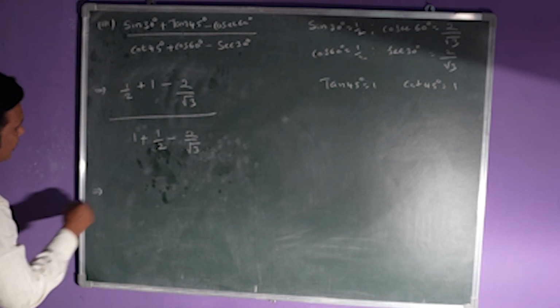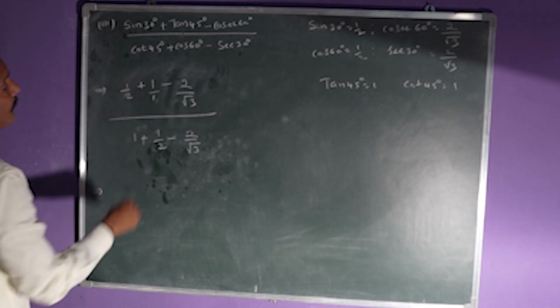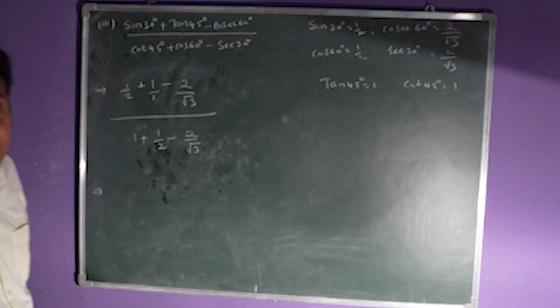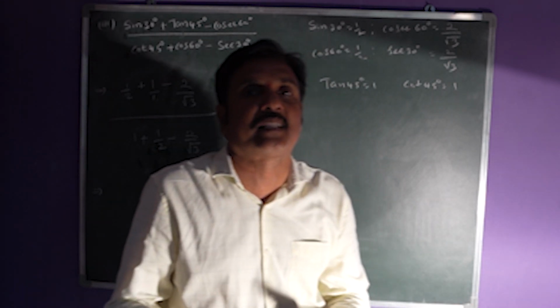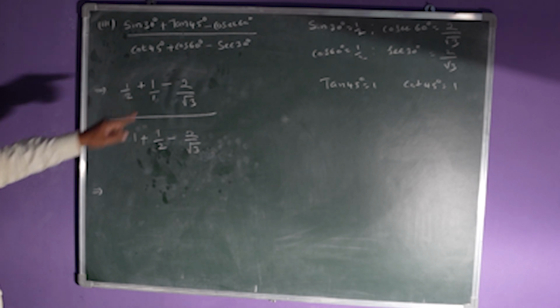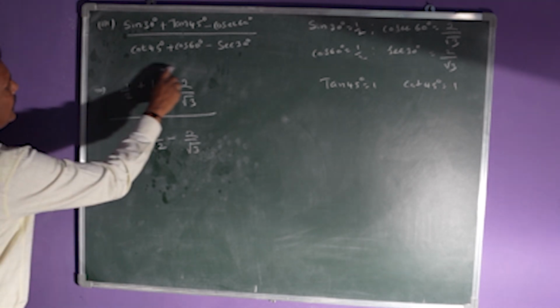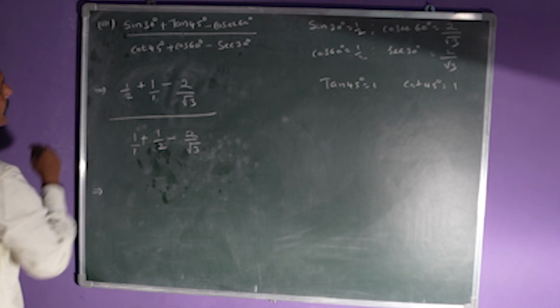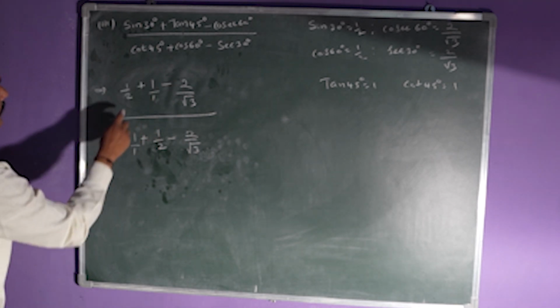Here I will take 1 as 1 by 1, because the value does not change. On this place also I will take 1 by 1. First, the numerator value is 1 by 2 plus 1 by 1 minus 2 by root 3.